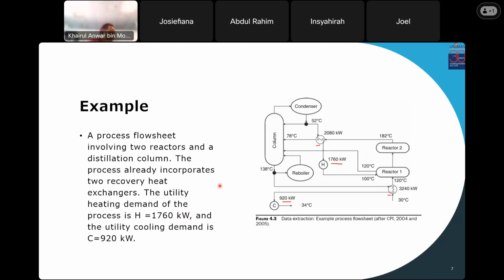This example is using cascade, a process flowsheet involving two reactors and a distillation column. Why I choose this? Because at the end, later on, we will have a grand composite curve. Later, I will also show the grand composite curve. It's a process flow sheet with two reactors, one, two, and a distillation column. The process already incorporated heat recovery exchangers. So heating demand of the process is 1,760 kilowatt and the cooling demand is 920 kilowatt.